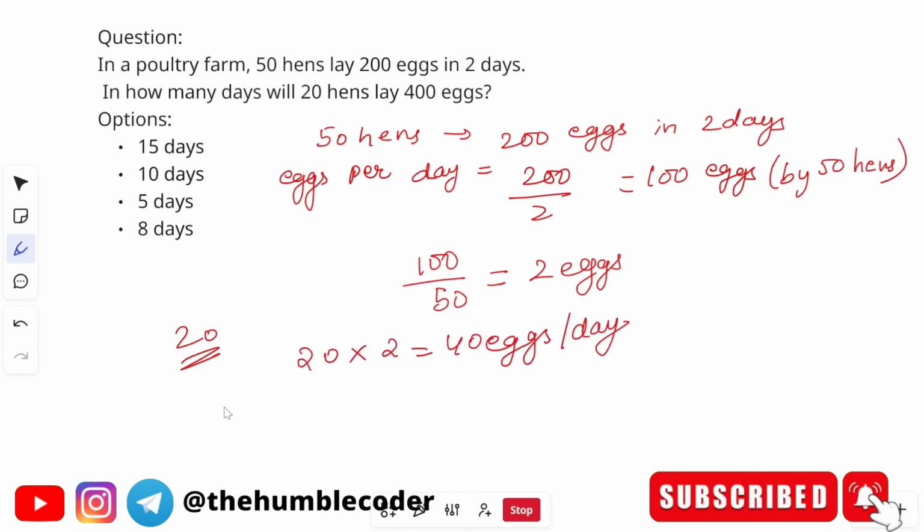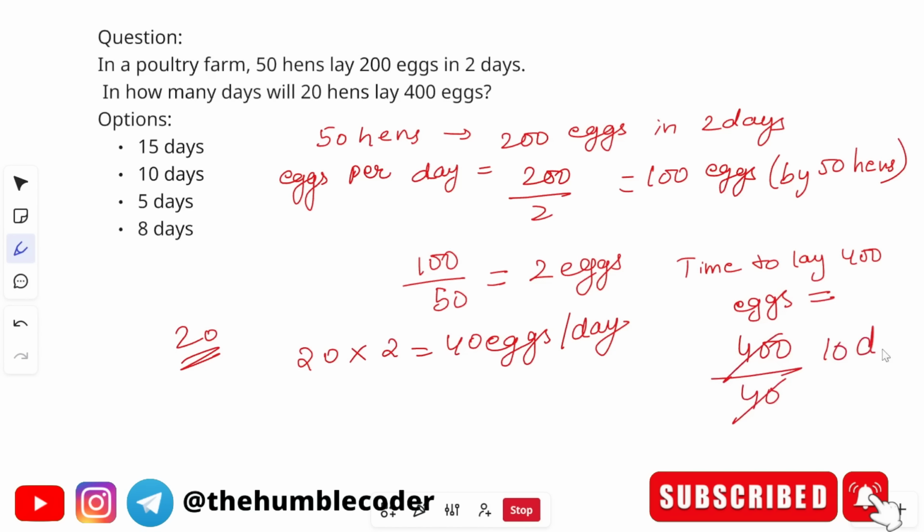And then what was the question? In a poultry farm, 50 hens lay 200 eggs in 2 days. In how many days will 20 hens lay 400 eggs? So we have to find the time to lay 400 eggs. Time to lay 400 eggs will be 400 divided by 40. This will be 10 days. So the correct answer for this question will be option number B, which is 10 days. Moving on to the next question.